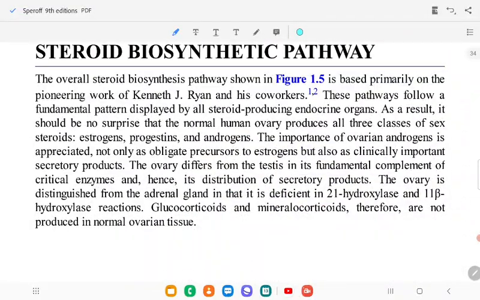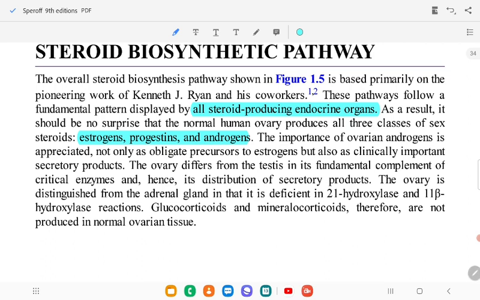Then the steroid biosynthesis pathway. The overall steroid biosynthesis pathway is based primarily on the premise that this pathway follows a fundamental pattern displayed by all steroid producing organs. It should be no surprise that the normal human ovary produces all three classical steroids: estrogen, progesterone, and androgen. The importance of ovarian androgen is appreciated not only as an obligate precursor to estrogen, but also as a clinically important secretory product.